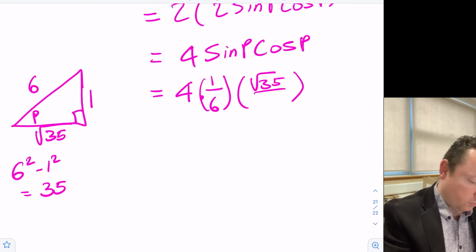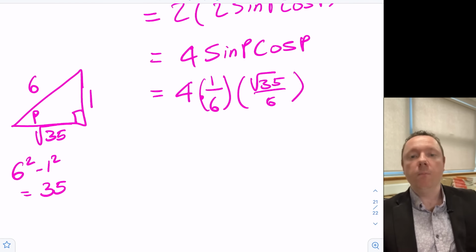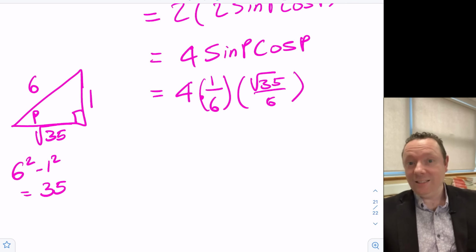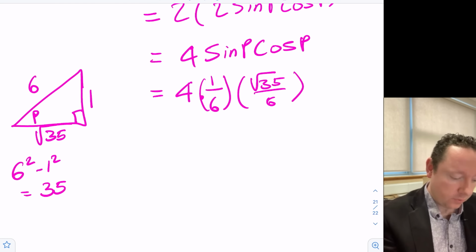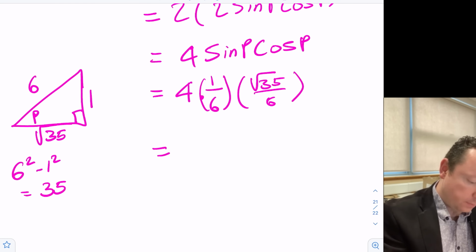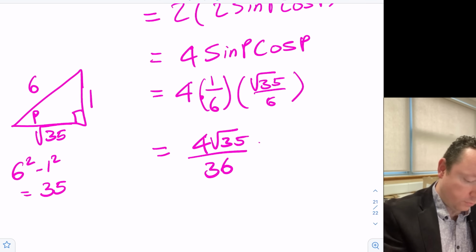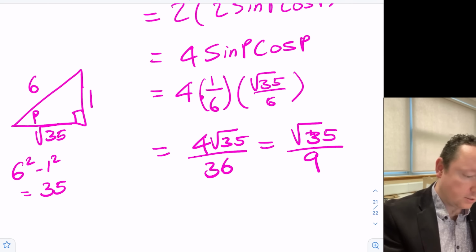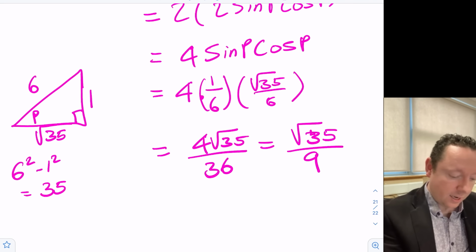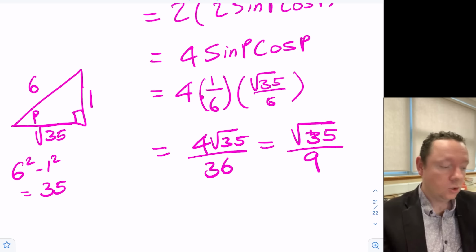You may be wondering, is root 35 simplified? Well, 4 doesn't go into it, 9 doesn't go into it, 16 doesn't go into it, 25 doesn't go into it. So no, it's already simplified. So when we times the top, 4 root 35, times the bottom, 36. Simplify the 4 and 36 to get root 35 over 9, since 4 nines are 36. Doesn't look simplified, but it actually is. There's nothing else you can do with that, so we're done there.